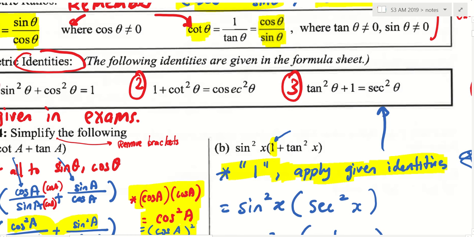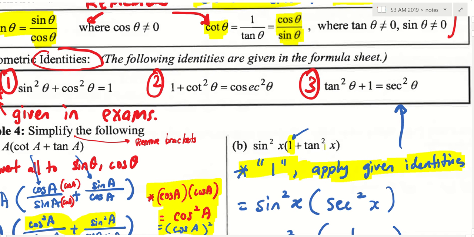Three, right? This one looks exactly like formula three. So formula three means one plus tangent square straight away becomes secant square. So can you write down secant square?